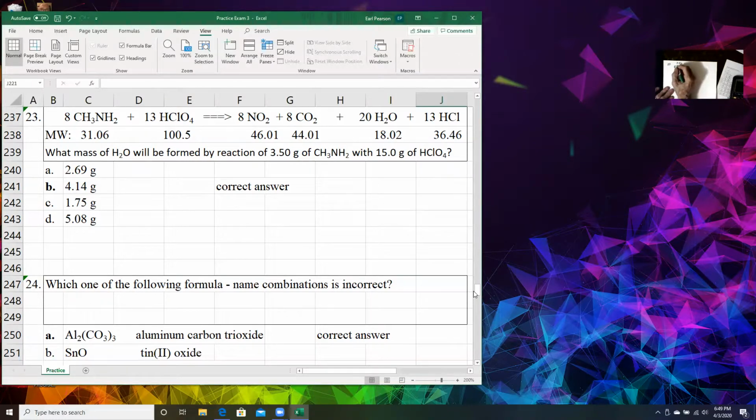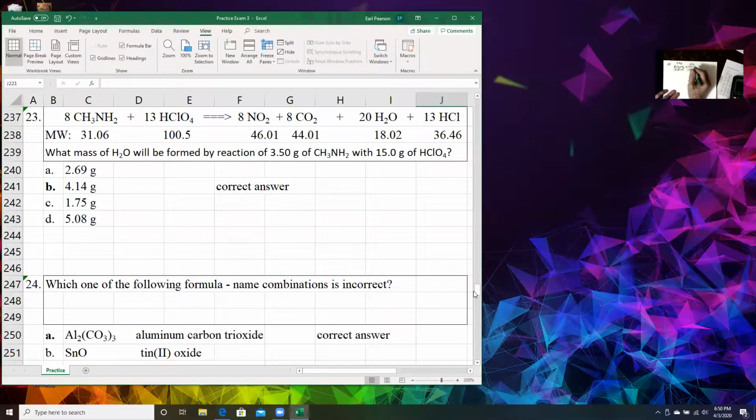And the amount shown in the balanced equation is 8 moles, and the molecular weight is 31.06. So that's how much methylamine. And 15 grams of the perchloric acid. The perchloric acid is 13 HClO4. And we have 15 grams of it. The equation is showing 13 times the molar mass of perchloric acid, which is 100.5.